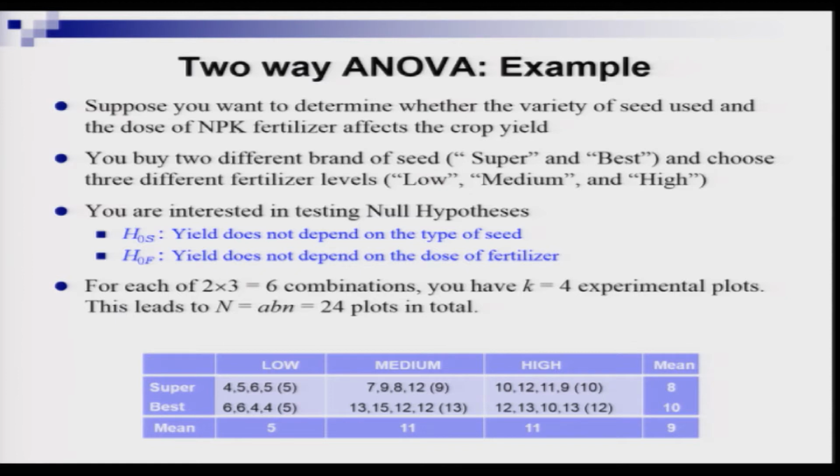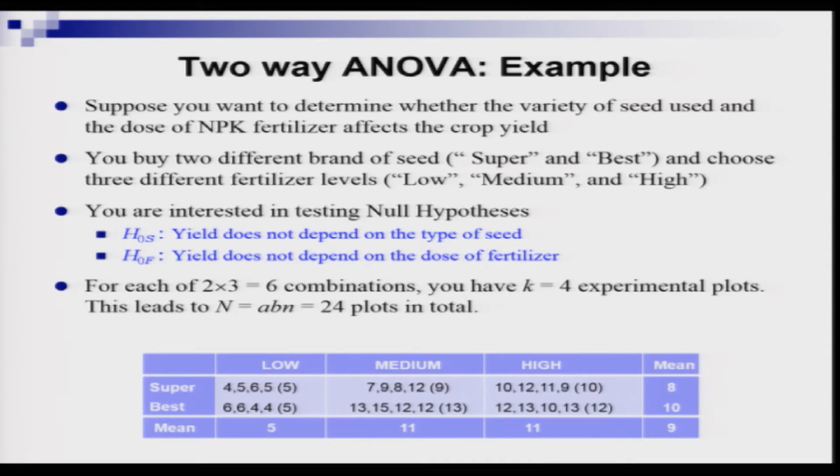So, B is basically the number of categories for factor B, which is fertilizer here, and that is 3 in our example, and N is basically 4 that we have decided. So, here it is a typo. Please note that. K will be N, or you can replace N in that formula A B N by K. Okay. So, in total we have 24 plots.